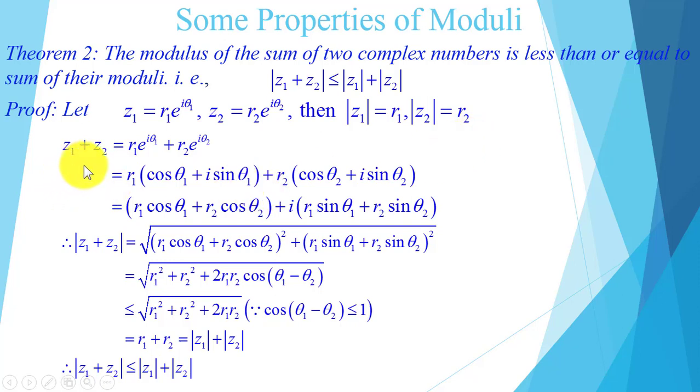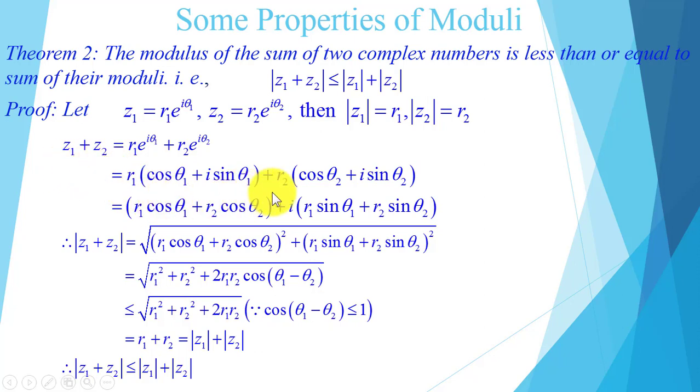Therefore z1 plus z2 is equal to r1 e raised to the power i theta 1 plus r2 into e raised to the power i theta 2, which is equal to r1 cos theta 1 plus i sin theta 1 plus r2 cos theta 2 plus i sin theta 2, by the formula e raised to the power i theta 1 is equal to cos theta 1 plus i sin theta 1.